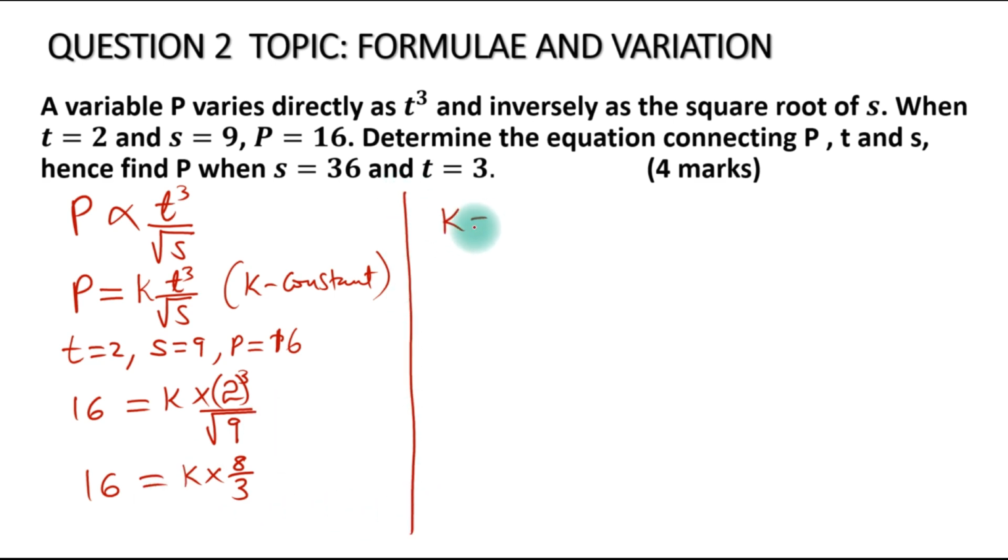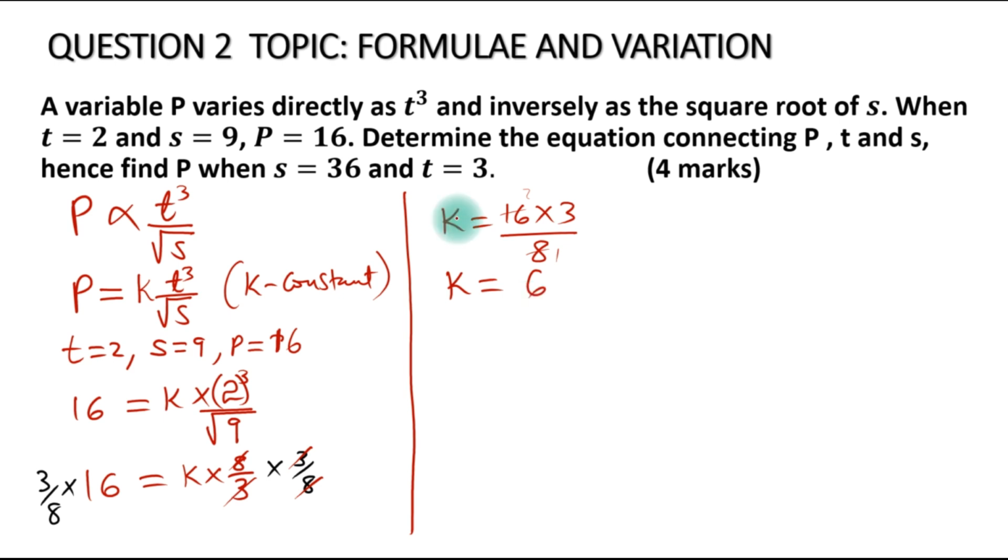So k will be equal to 16 times 3 all over 8. In this case, we are just multiplying both sides by 3 over 8. So we shall end up getting 3 and 3 will cancel, 8 and 8 will cancel. Therefore, we end up getting 16 times 3 over 8. So k will be equal to, by 8, 1 by 8, 2, 2 times 3, that is 6. So the value of k is 6.